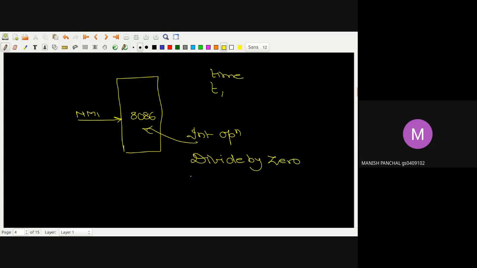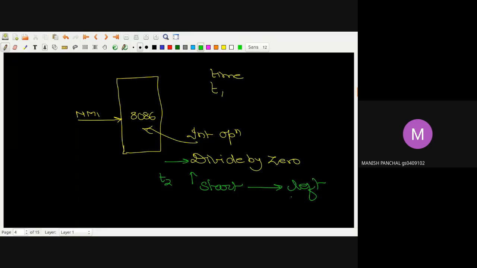Okay, so my question is, who will serve first? For example, the processor checks the priority. Divide by 0 has the highest priority, so the processor will first start to serve this. At time t2 it will start to serve this, but at that time the processor also sees that NMI has arrived.